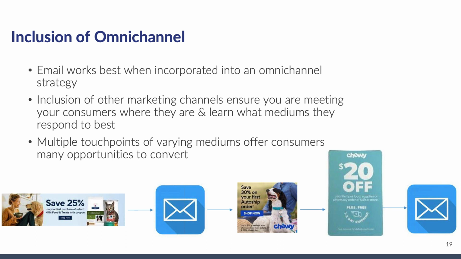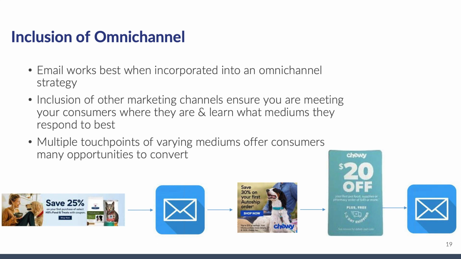Including other marketing channels such as social, digital, and direct mail in your plan is going to ensure that you're meeting your consumers not only where they are, but also learning what mediums they respond to best. So the more learnings made about how your consumers engage with you, the better. Conversions are really unlikely to happen from a single form of outreach, so it's really important to customize your communications specifically to your audience. Let's run through a little exercise of how a successful omni-channel strategy works.